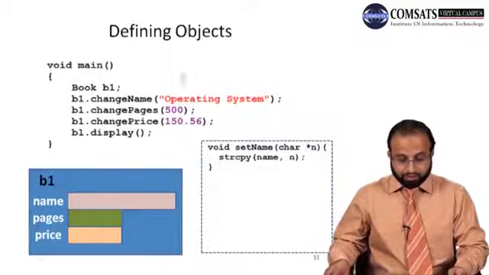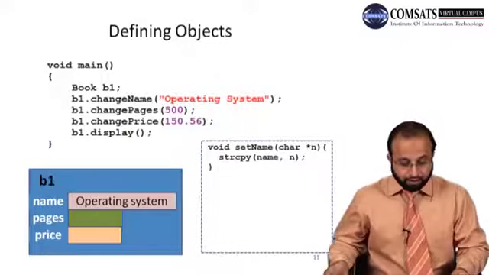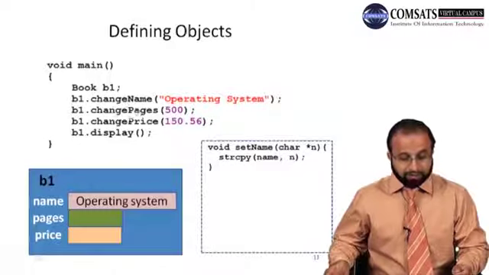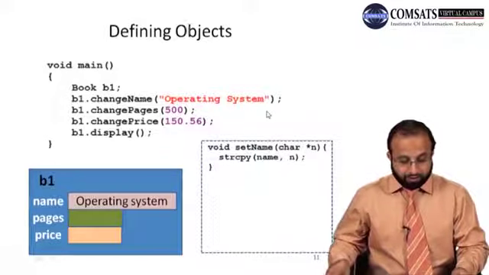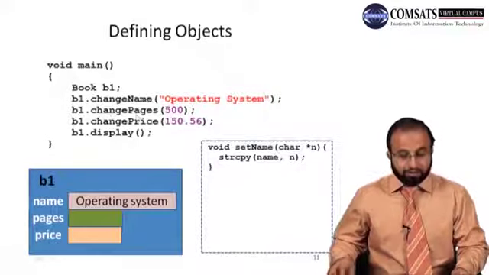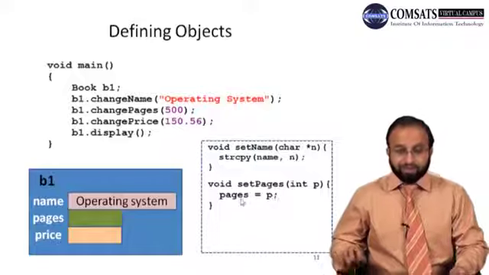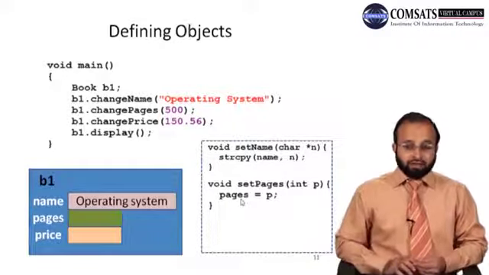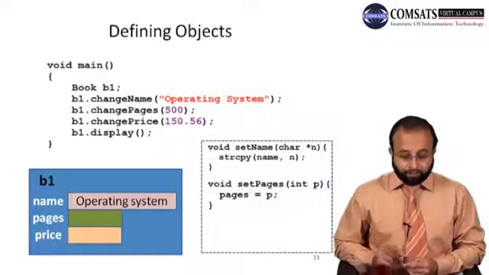So when this function is executed, the operating system comes over here. I'm saying it again that instead of change, just assume that this is set name, set pages, set price, as we have seen before. Then the third statement is again a function call, set pages. So set pages is this function. You are passing a value 500, so 500 is assigned to pages, and pages is the private data member of the object of book class.